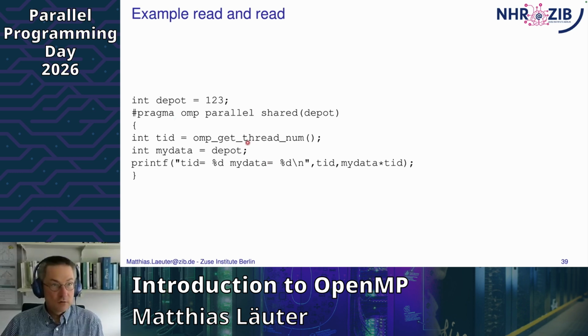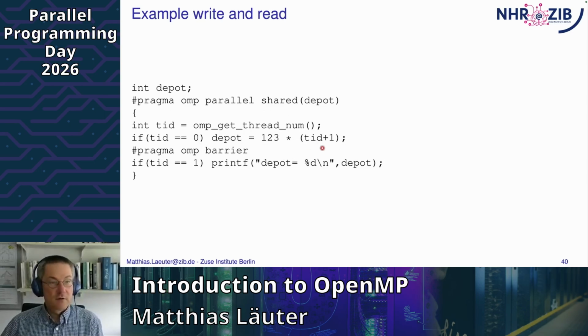Okay, now it's a wrong example. If you go into some parallel region and you want to write something to depot, also here you read from depot, but if you want to write there something, you need to make it very clever, and the thread ID 0 writes something to depot.